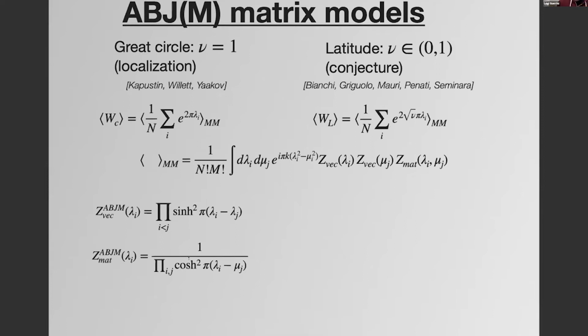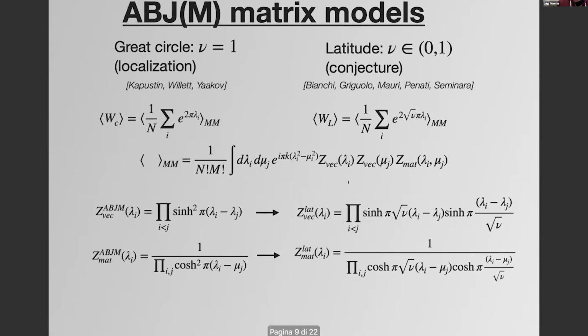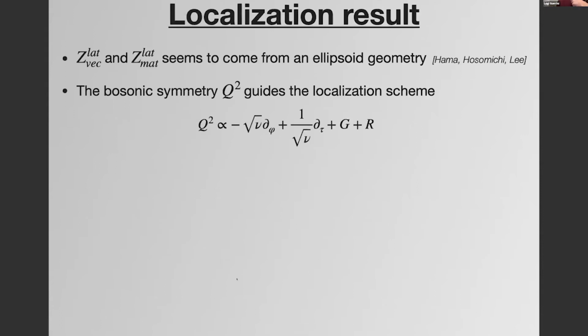For the latitude, there's a similar prescription, but there are some differences. So there is always this exponential insertion, but now it depends on nu. The matrix model has this form, but the functional determinants are slightly different. They are deformed by this square root of nu. This matrix model reproduces correctly the partition function, but it gives a different prediction for the two different Wilson loops. So maybe someone has noticed that the functional determinants are those of the squashed sphere.